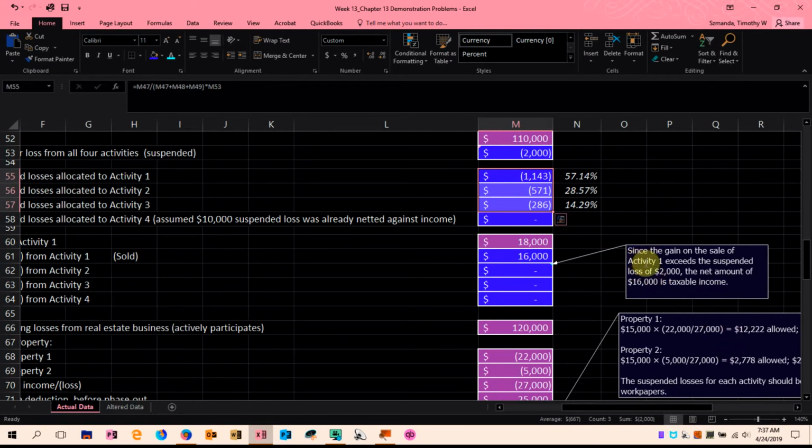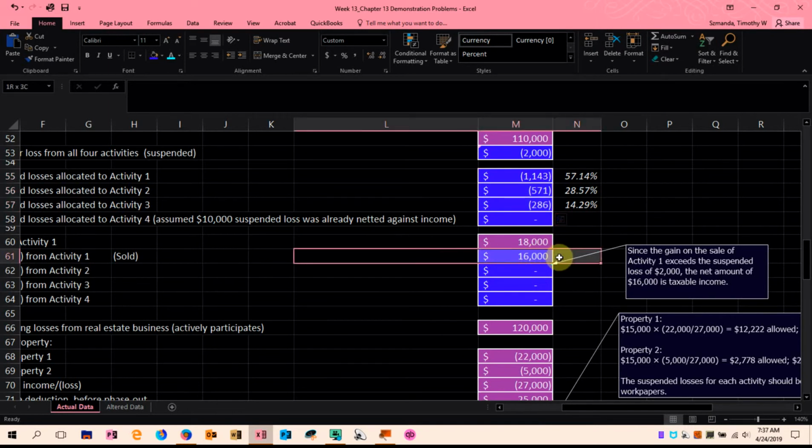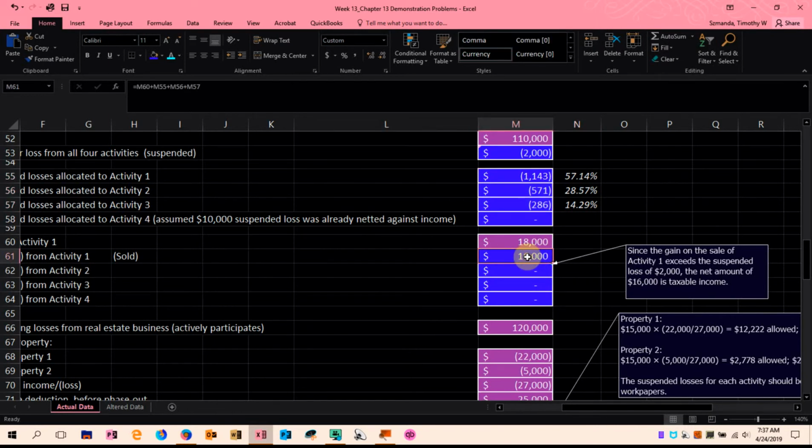And rightfully so, it says since the gain on the sale of activity 1 exceeds the suspended loss of $2,000, the net amount of $16,000 is taxable income. So the entire $16,000, after netting out 2 against the 18, is taxable income. So the major point of this particular demonstration was to isolate and describe the allocation of losses between the activities.